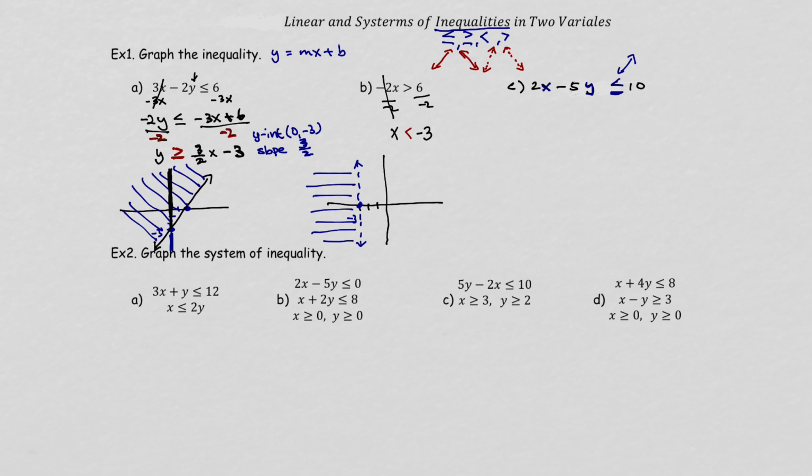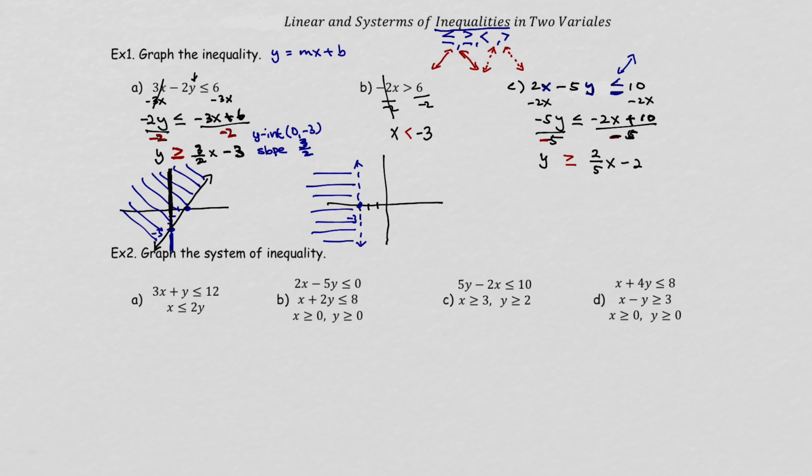In order to solve for y, the first thing you want to do is subtract 2x from both sides. I will get negative 5y is less than or equal to negative 2x plus 10. And when we divide both sides by negative 5 to isolate y, don't forget you're going to flip your inequality again because you divide by a negative value. Then negative 2 over negative 5 will become positive 2/5x. Positive 10 over negative 5 is going to be negative 2.